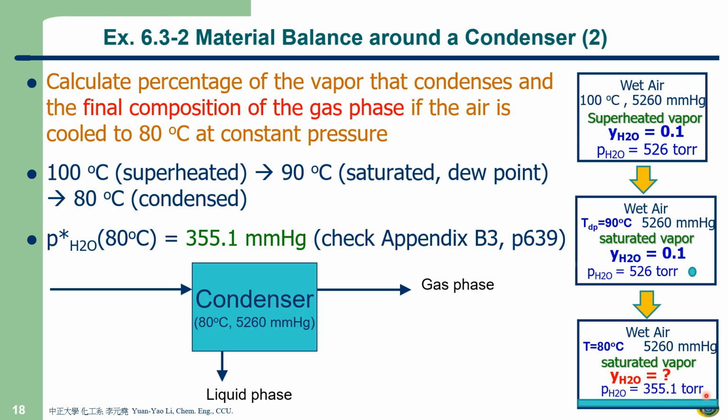So if you use the flow chart we learned in chapter 4, what can we write for this? This is a condenser. The condition in the condenser is 80 Celsius and 5,260 millimeter mercury. So you have gas phase, you have liquid phase. You condense something into liquid phase.